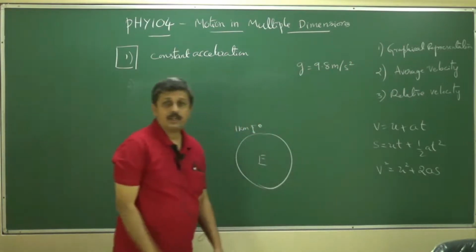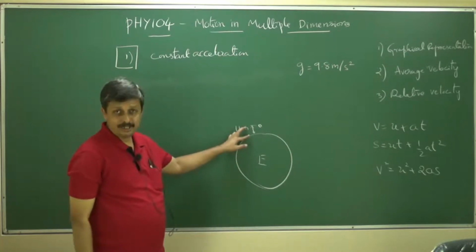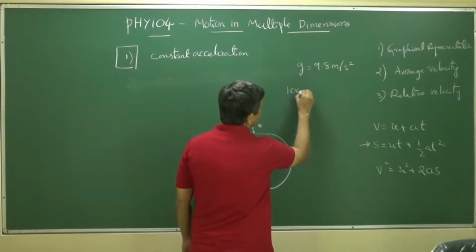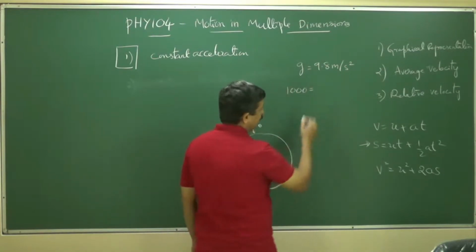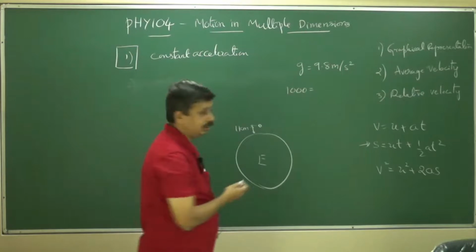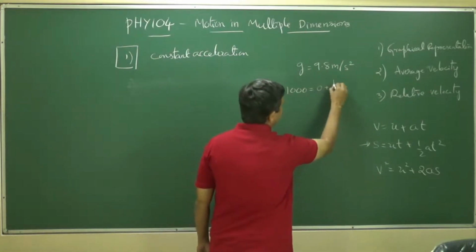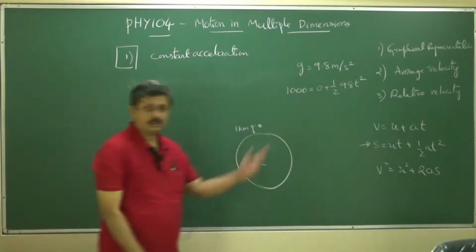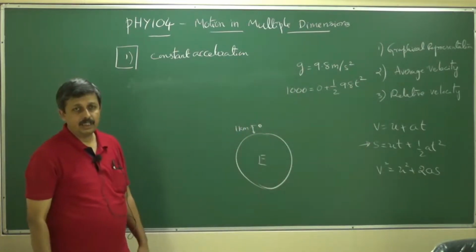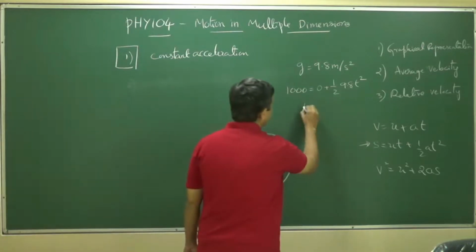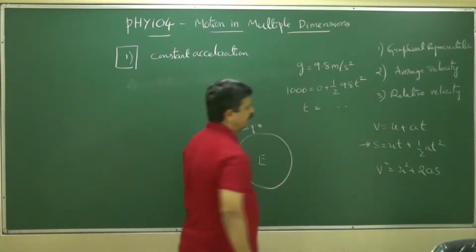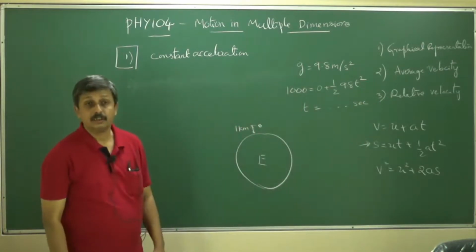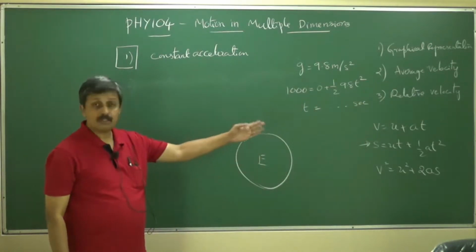We know the height, which is 1 kilometer. So I can use the second formula and say that 1000 meters is equal to, initial velocity is 0, so 0 plus half into 9.8 into t square. If I then calculate t directly, I will get t seconds. I am not going to write that here, I will not teach you arithmetic. Once you do that, t is equal to that many seconds.